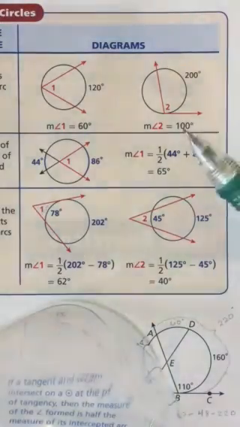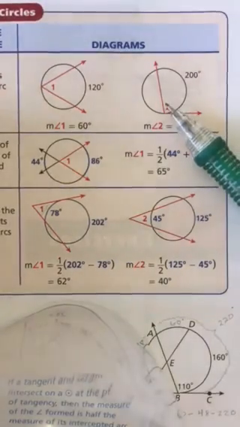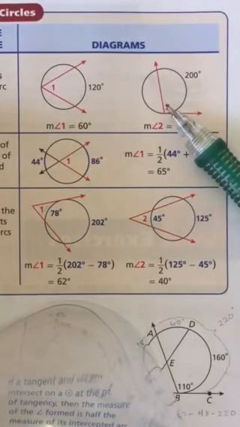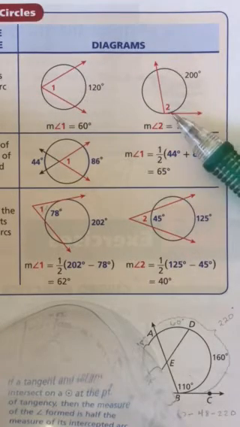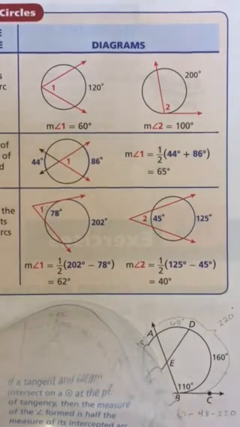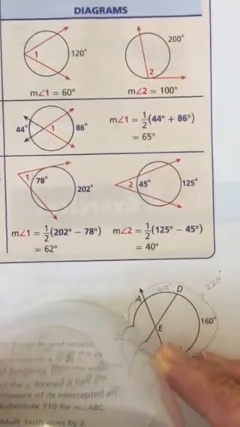No, tangents and secants or tangents and chords. Then the angle is going to be half the measure of the intercepted arc. So this angle is going to be 60, this angle is going to be 100. I think y'all have a handle on that. Let's move on to the next one.